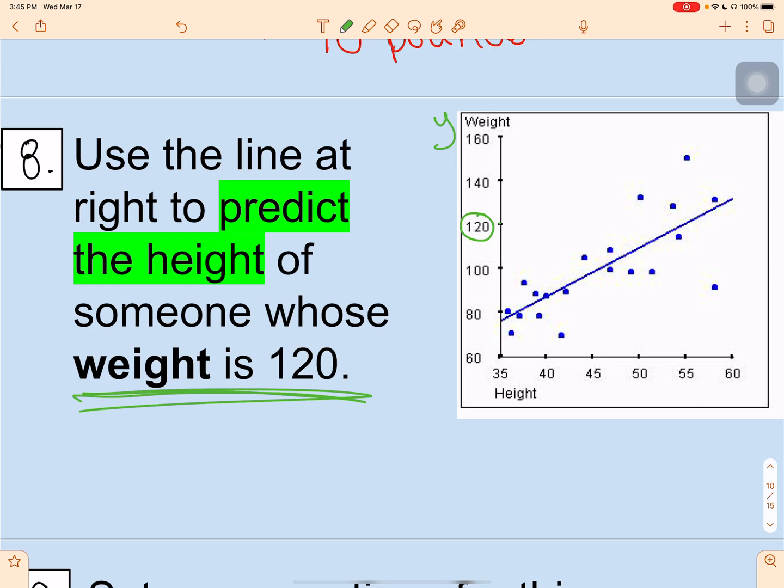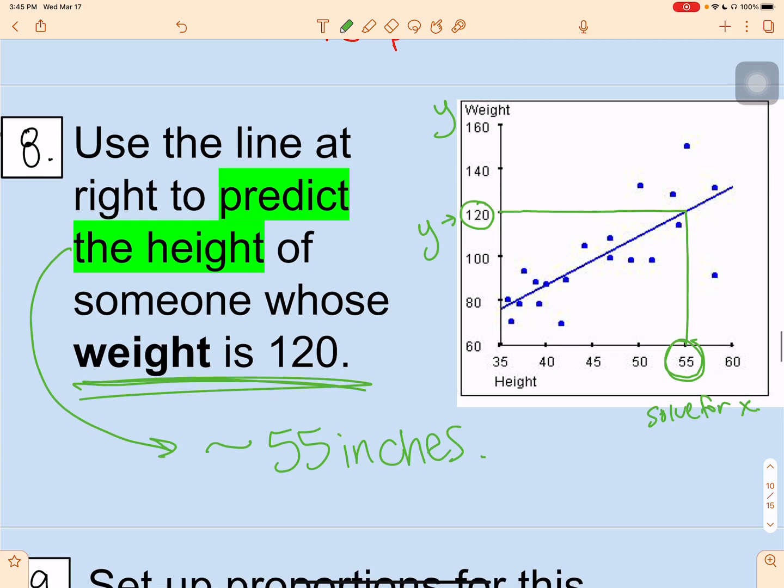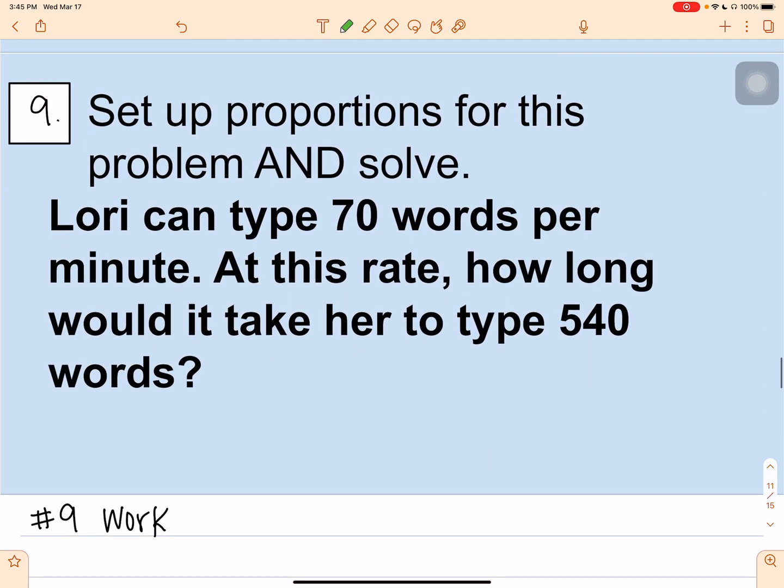Okay, so from 120, if I go straight across, you can always use a ruler too. And then I go straight down from that line, I hit 55 inches. So my height prediction is about 55 inches tall. This one, you would have plugged in 120 for y and then solve for x if you had the equation. Now, this problem does not ask us for the equation, so it's easier to just use the line of best fit. Okay? All right, we have two left.